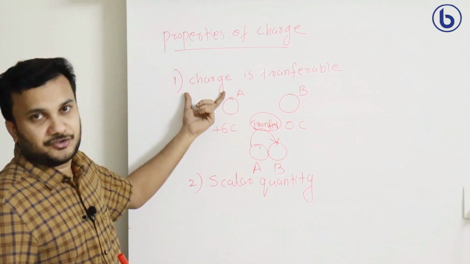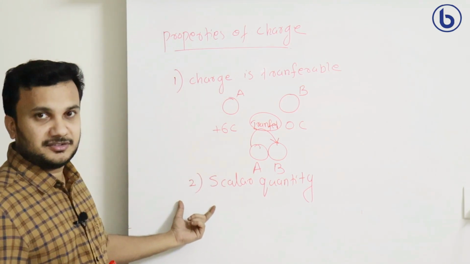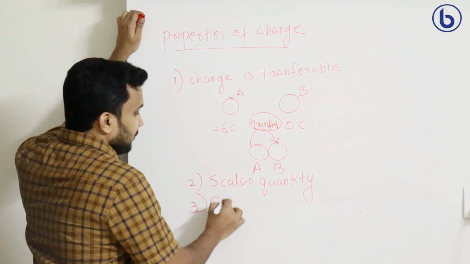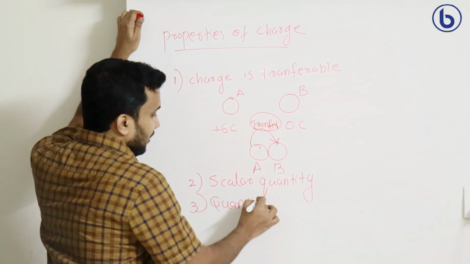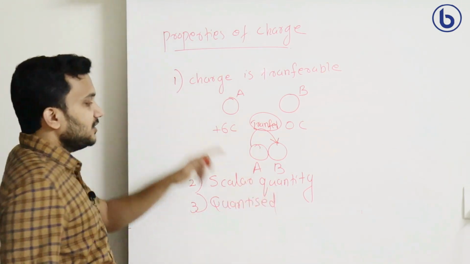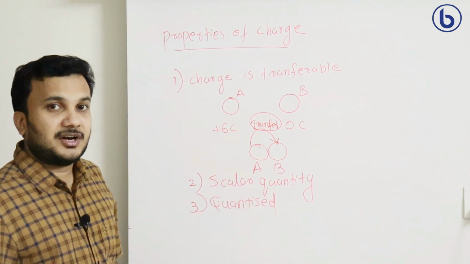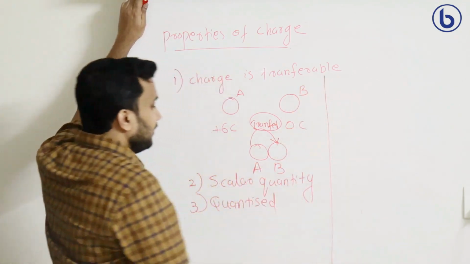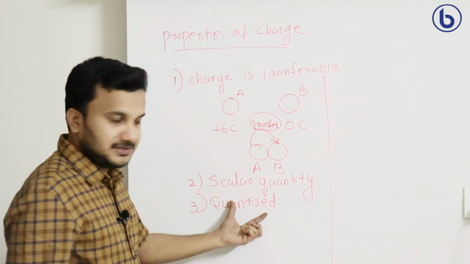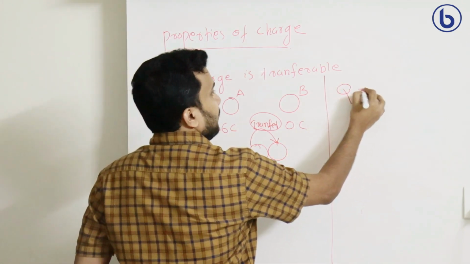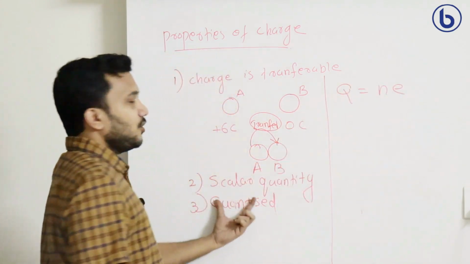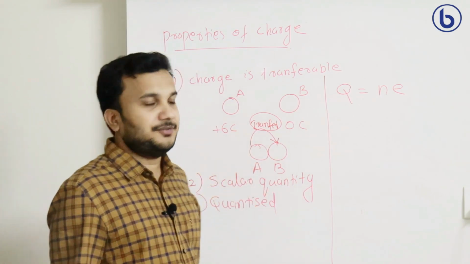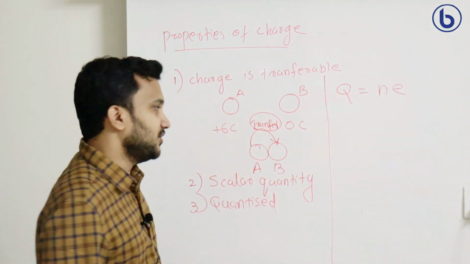Charge is transferable. So two properties we have, and the third property is that charge is quantized. What is the meaning of quantized? This is a concept called quantization, which means Q is equal to Ne: the number of electrons multiplied by the charge of an electron. If you multiply these, this is called quantization.